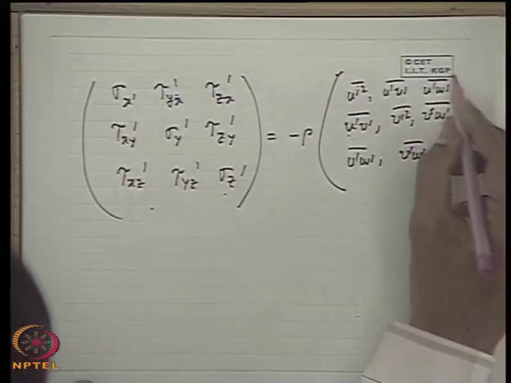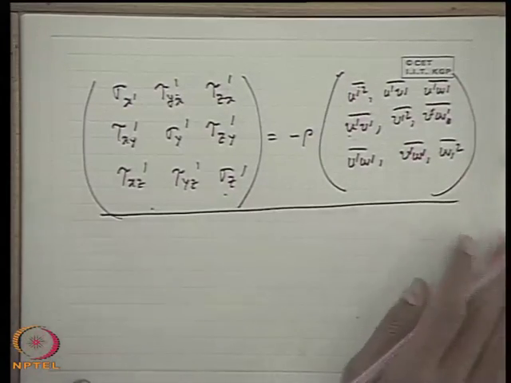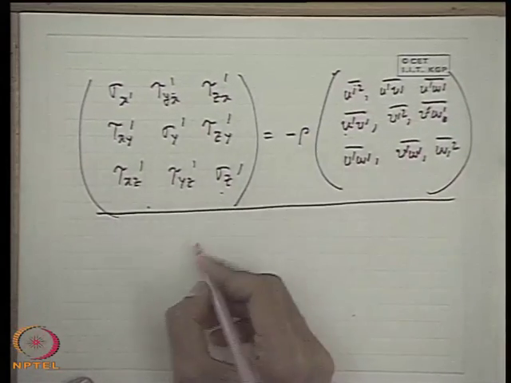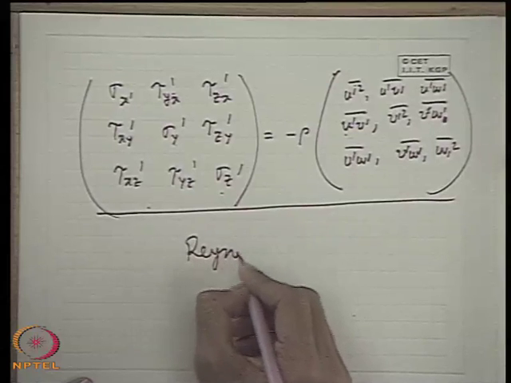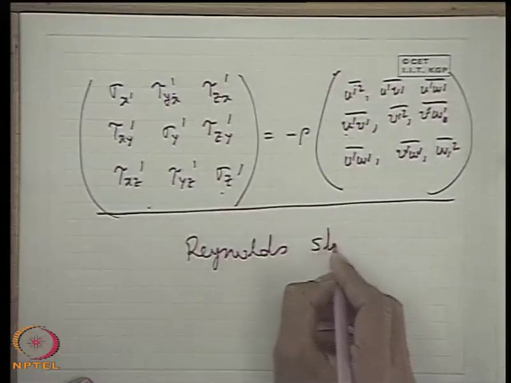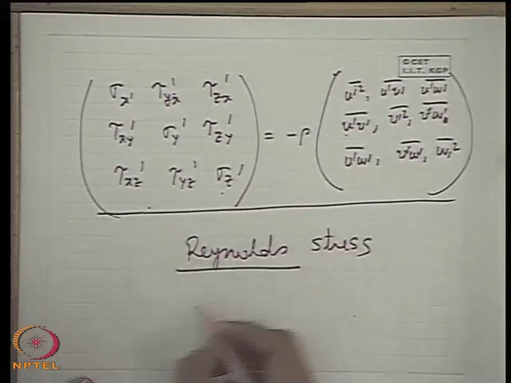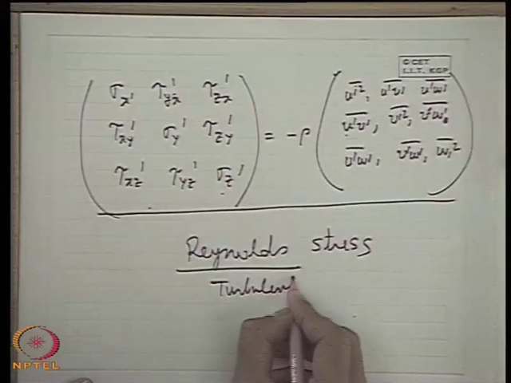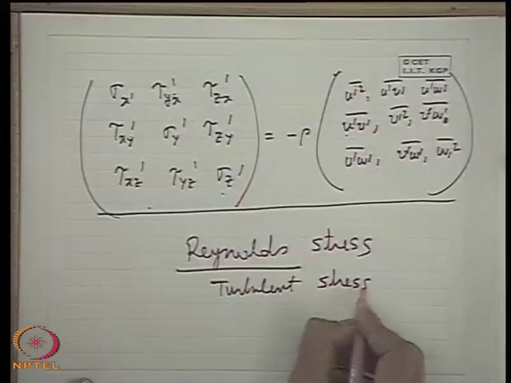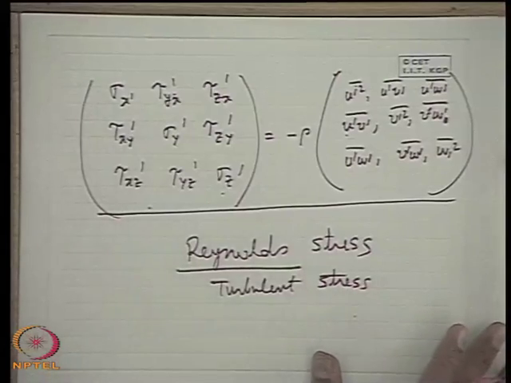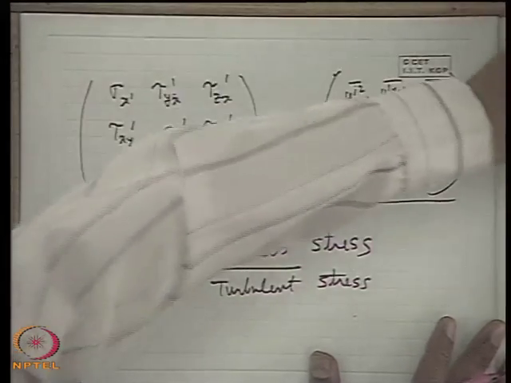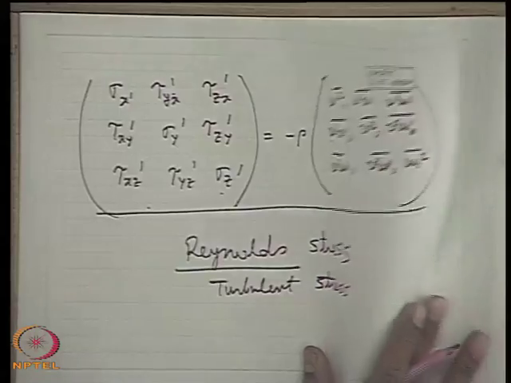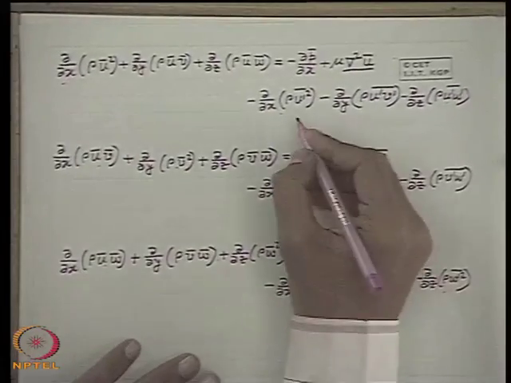These are the normal stress diagonal elements. So, this is the additional stress that is developed, and this is known as Reynolds stress, according to the name of the scientist who first derived it, or turbulent stress. This is an additional stress coming along with the normal stresses, along with the stresses in the laminar flow.